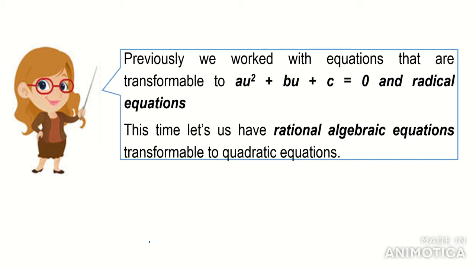Previously, we worked with equations that are transformable to au squared plus bu plus c equals 0 and radical equations. This time, let's have rational algebraic equations transformable to quadratic equations. Let's have some examples. Say, solve the equation 1 over x plus 1 over x plus 1 equals 3 halves. The first thing that we are going to do is remove the fraction form of the equation by multiplying both sides by the least common denominator.